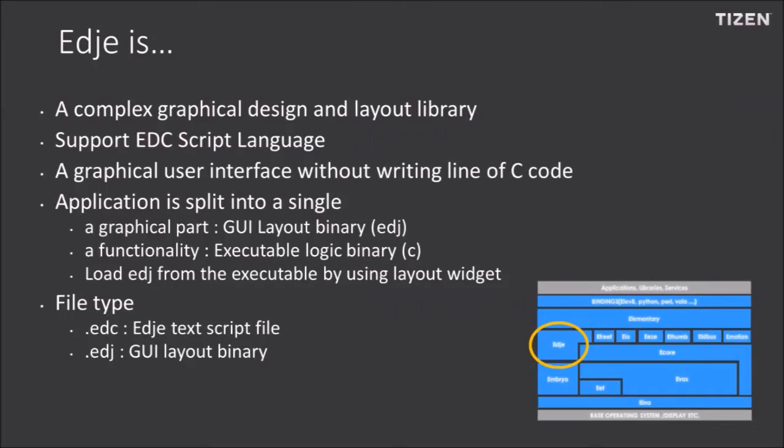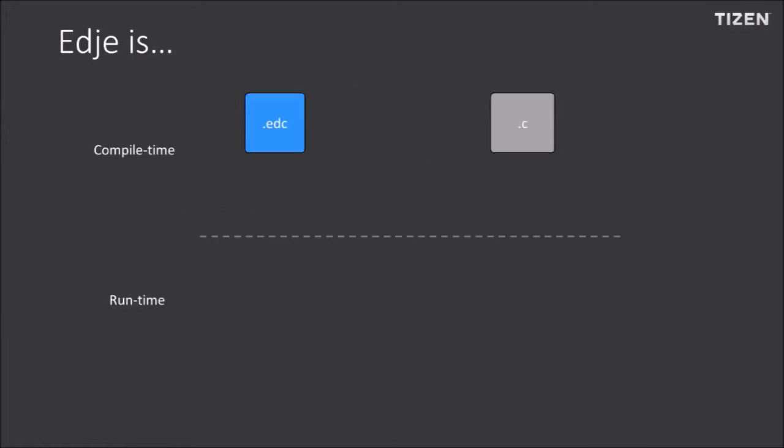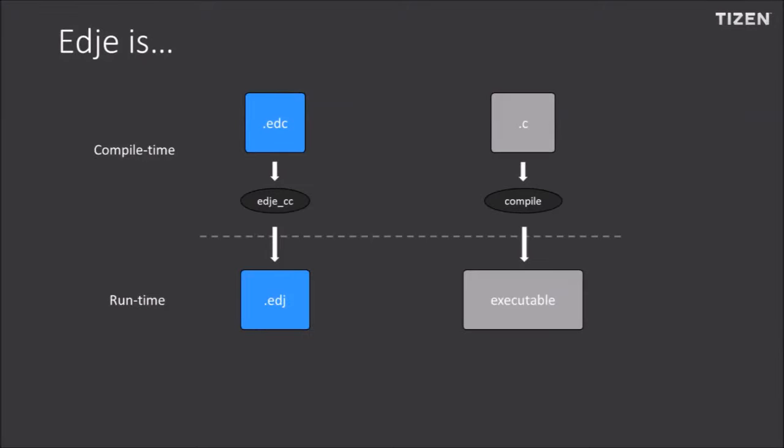EFL provides the Edje library for this kind of complex layout design. From the point of view of application development, app developers use the Edje script language EDC to write their own layout design. The layout written in EDC will be scalable and animated. You can even write some tiny program logic with EDC. EDC files will be compiled to EDJ binary files when your project is run in Tizen IDE. And these EDJ files are loaded from your application at runtime.